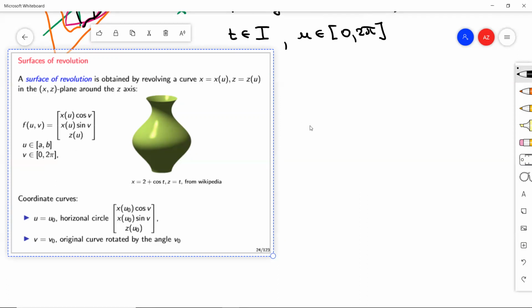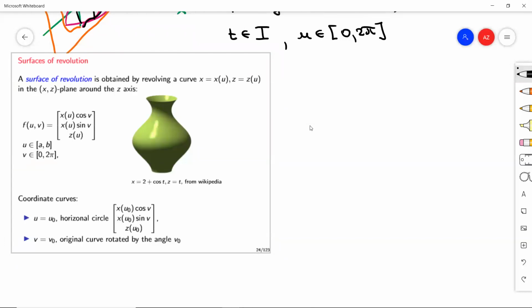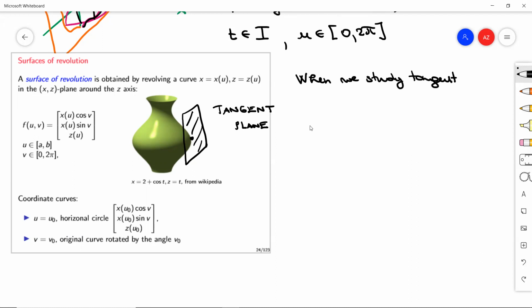Okay, and the last thing which remains is to study the tangent planes to our surfaces. For example, if we compute the tangent plane at this point, we get this plane. And when we study tangent planes, it is natural to look at coordinate curves to our surface.